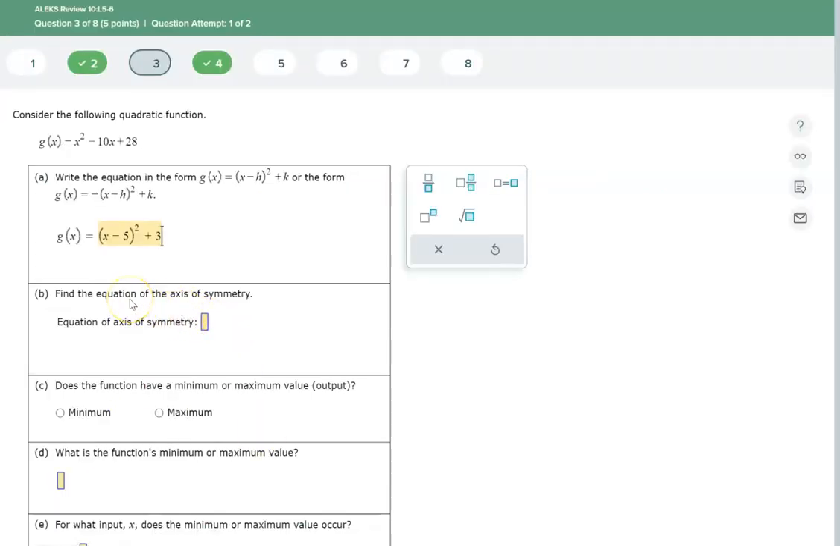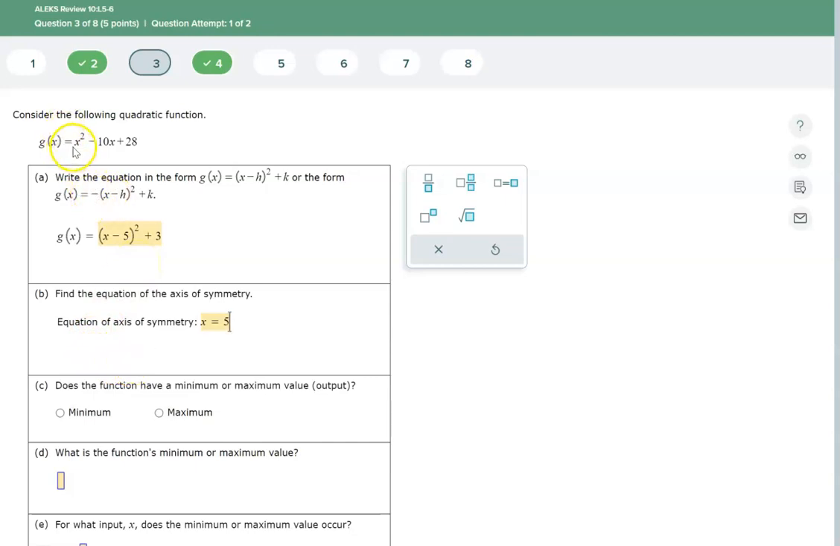Now, part B says find the equation of the axis of symmetry. So the axis of symmetry is the x-coordinate of my vertex. So I have to write it as an equation, so it'd be x equals, my h right here is a 5. So I'm going to put a 5 here.